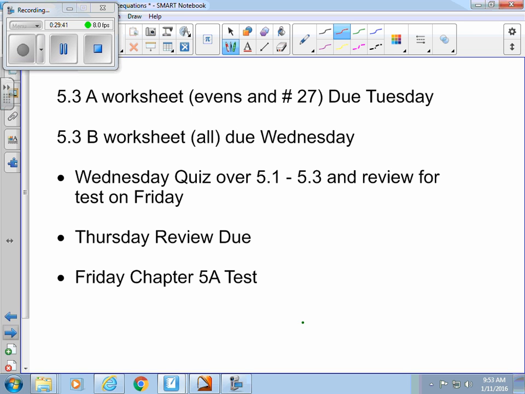The other one, get a worksheet. So this is the weekly plan. That's what we're doing every day. We only have one more day to learn, and it's really what we did today, just more complex examples. So evens plus number 27 on this one. Numbers 26 and 27 will be a little strange. They'll have letters in them. Any questions about that plan for the week? Quiz on Wednesday, test on Friday.